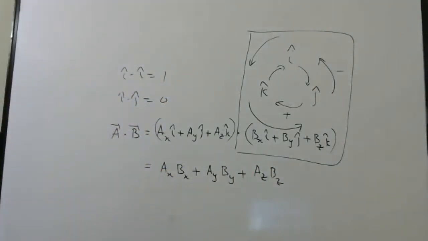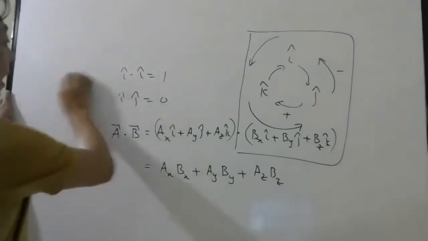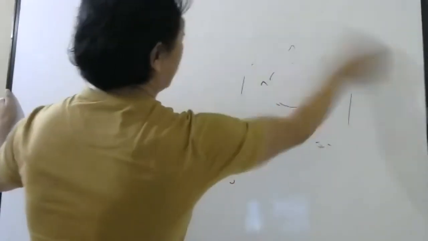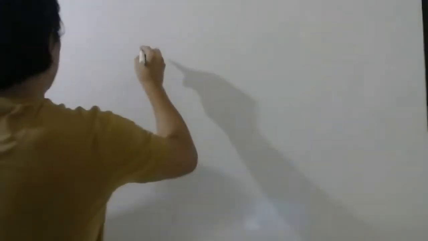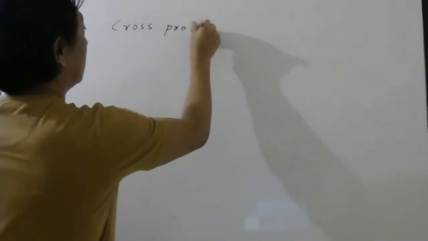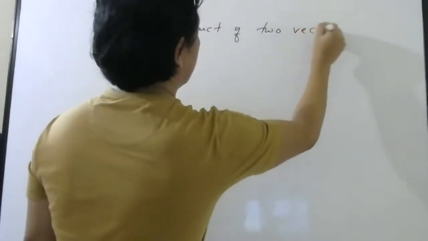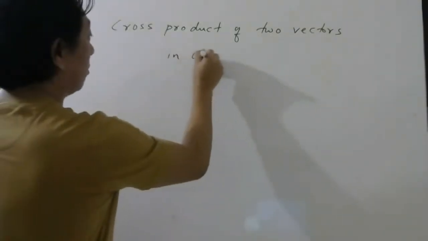Okay. So same thing like this we have to do for cross product. If they give you components, how to find cross product? That is the last topic. After that, we will solve the learning exercise. So cross product of two vectors in component form.